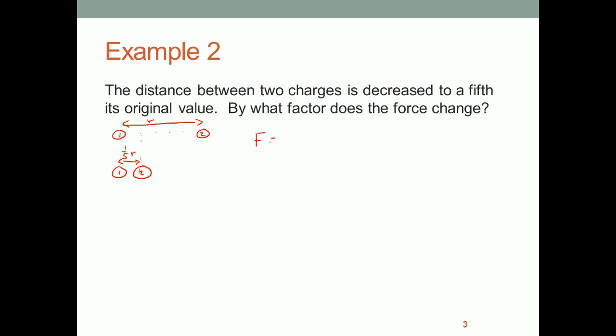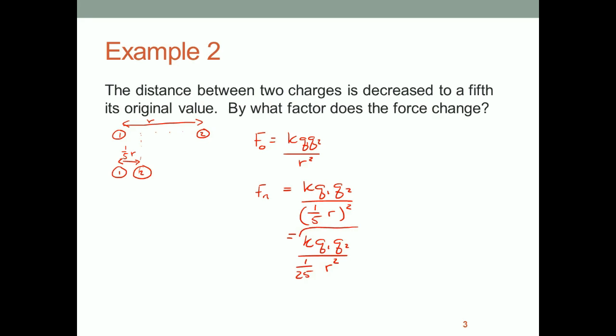Our original force is kq1q2 divided by r squared. Our new force is kq1q2 divided by (1/5 r) squared. So that's kq1q2 divided by 1/25 times r squared. And I see I can group again. So that is our original force divided by 1/25, or 25 times the original force.